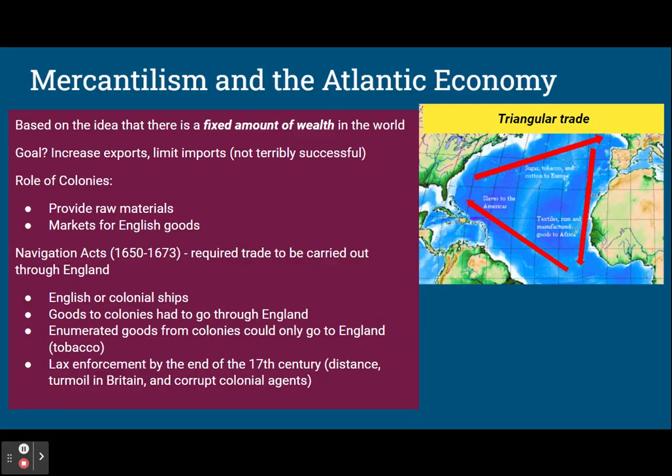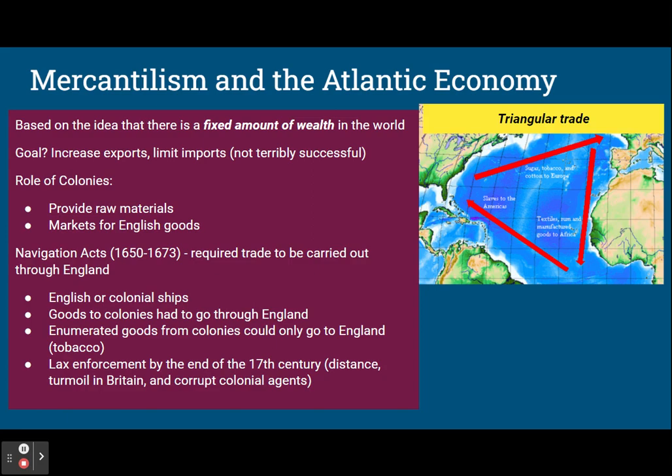So they were pretty distracted. And then, of course, on top of that, many of the royal colonial agents were actually pretty corrupt. It was pretty easy to bribe them to look the other way if you were smuggling goods in and out that were meant to go through England so they could be taxed. So either way, the Navigation Acts were enforced pretty laxly.